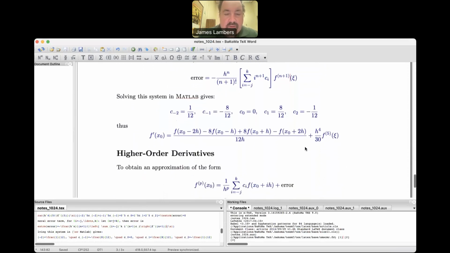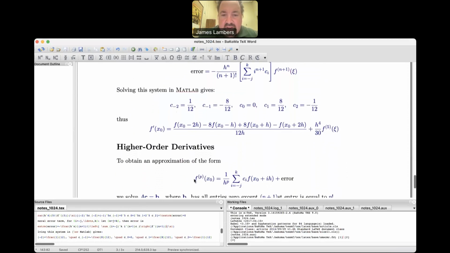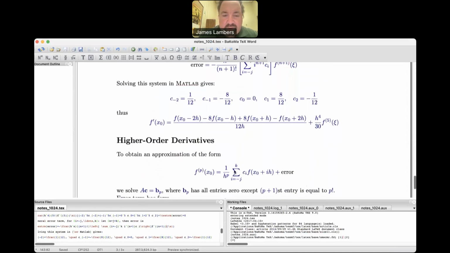So what we have here is, in general, to get the pth derivative of f at x naught, we have a scaling factor of 1 over h to the p up front, instead of just 1 over h. And then we have the same kind of summation as before, plus some error. And as before, you solve this system of equations, A times c is equal to this vector that I'll call b sub p.